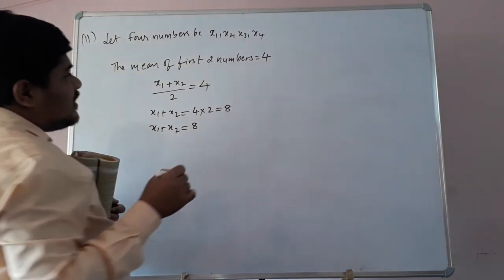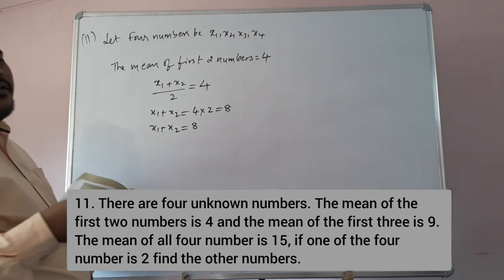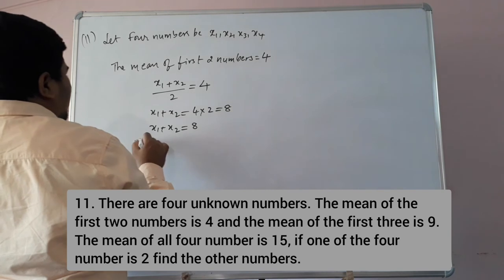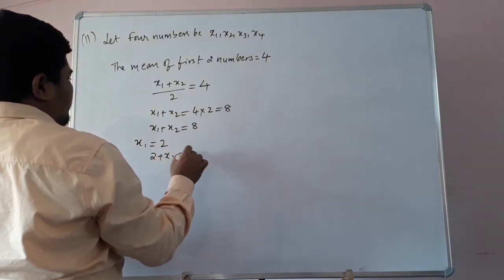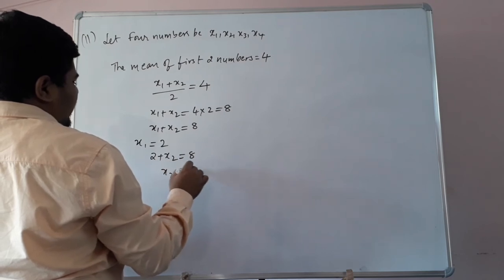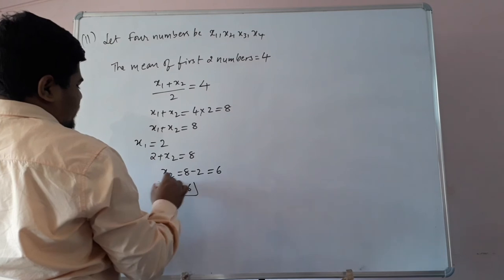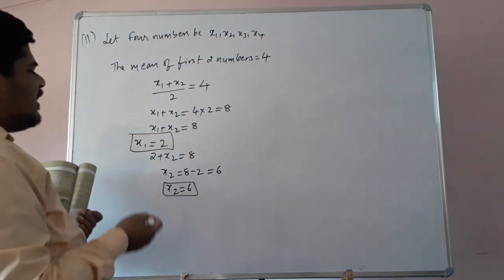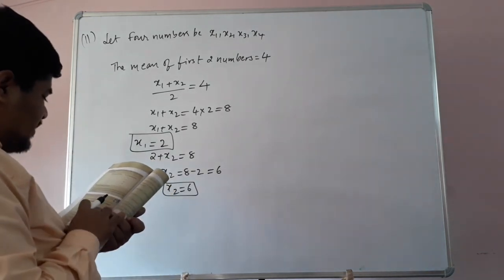Here in the question they mentioned one of the numbers is 2. So let the number x1 be 2, then 2 plus x2 is equal to 8. x2 is equal to 8 minus 2, which is equal to 6. So x2 is equal to 6, children. So I am taking x1 as 2 and x2 as 6.